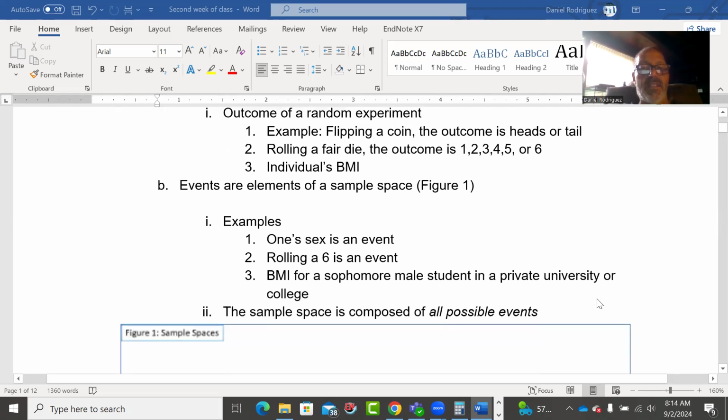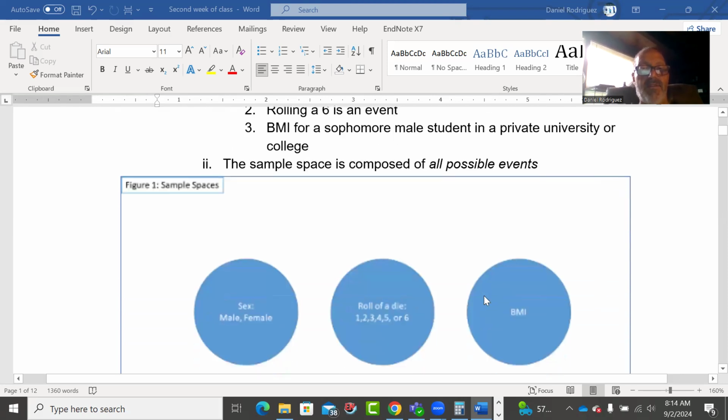Events are elements of a sample space. So here are some examples of different sample spaces. In this case, we have sex, and we have male and female. We have a roll of a die. We have those 6 possible outcomes, 6 possible events, right? Those events make up the sample space. And then we have body mass index. You could have an infinite number of values for a body mass index, I should say. Okay. So the sample space is composed of all possible events.